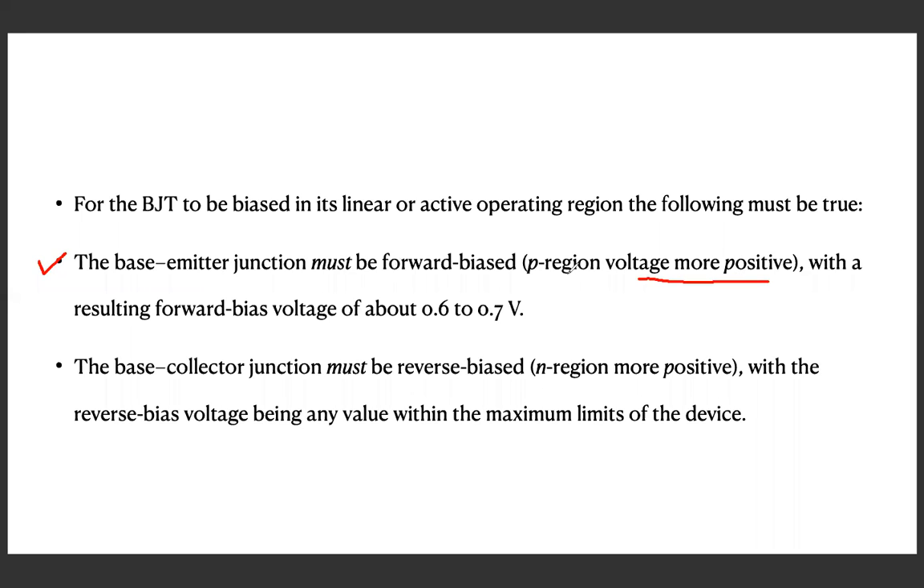ऐसा भी हो सकता है कि P region में आपका -1 वोल्ट है लेकिन N region में -6 वोल्ट है. So your P region is more positive as compared to the N region. And resulting forward bias should be around 0.6 to 0.7 volt. अगर 0.6 to 0.7 वोल्ट बेस एमिटर जंक्शन के बीच में हमारा पोटेंशियल लाई कर रहा है, so that particular region will be forward biased and first condition will be satisfied.